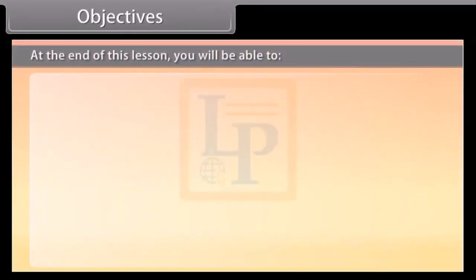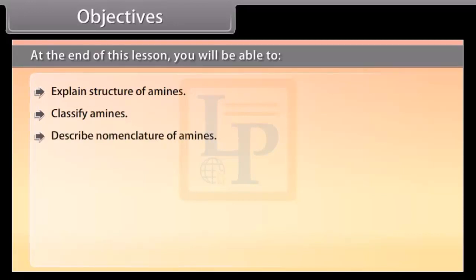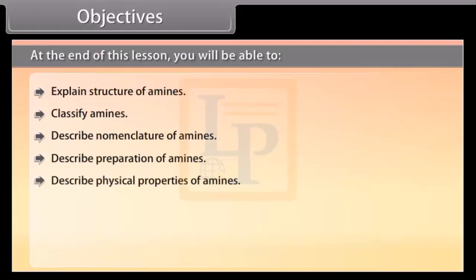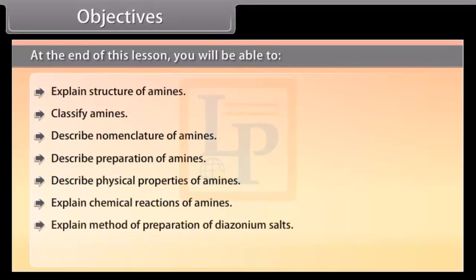Objectives. At the end of this lesson, you will be able to explain structure of amines, classify amines, describe nomenclature of amines, describe preparation of amines, describe physical properties of amines, explain chemical reactions of amines, explain method of preparation of diazonium salts, explain chemical reactions of diazonium salts.